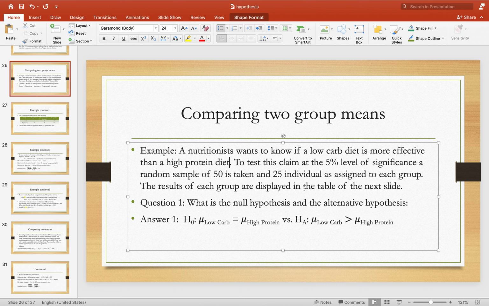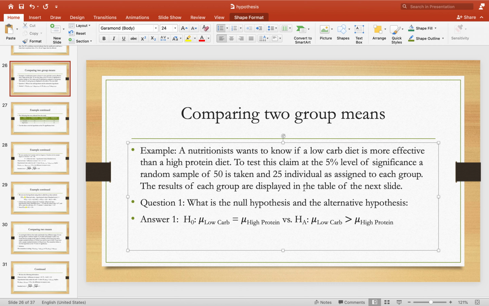So first, we're able to state the null and the alternative just with the first sentence of this example. The null hypothesis is that the two diets have the same mean. It's always a statement of equality, okay? So this is almost always the default null hypothesis. It doesn't have to be, it can be more complex, but for this class, it's almost always going to be the case that the mean of one group is equal to the mean of the other group. Here the group is low carb versus high protein, okay?